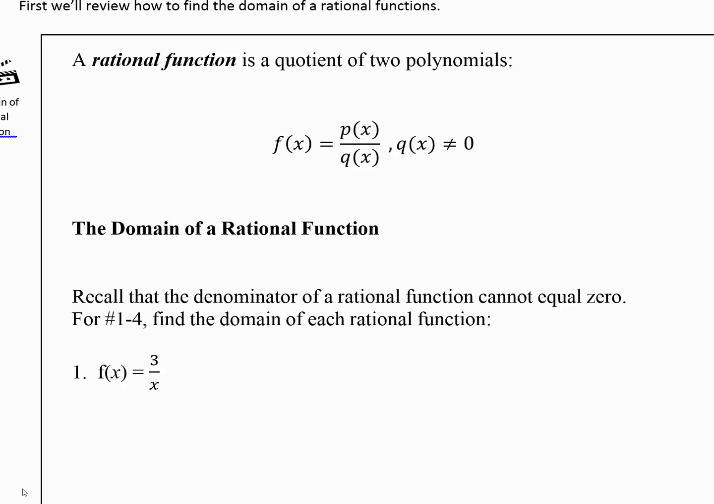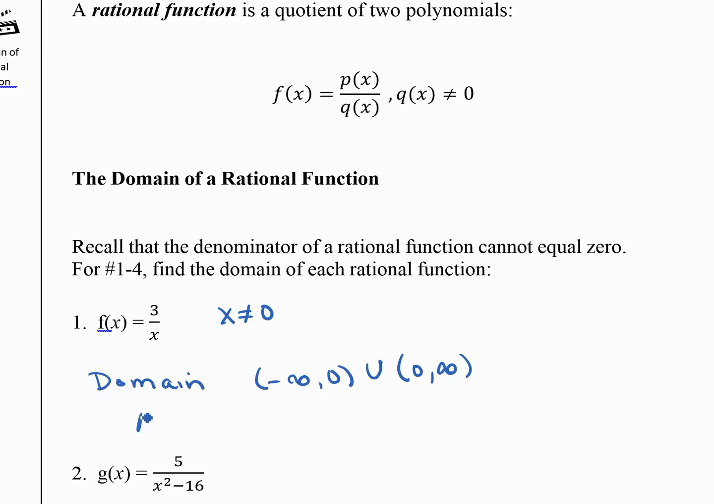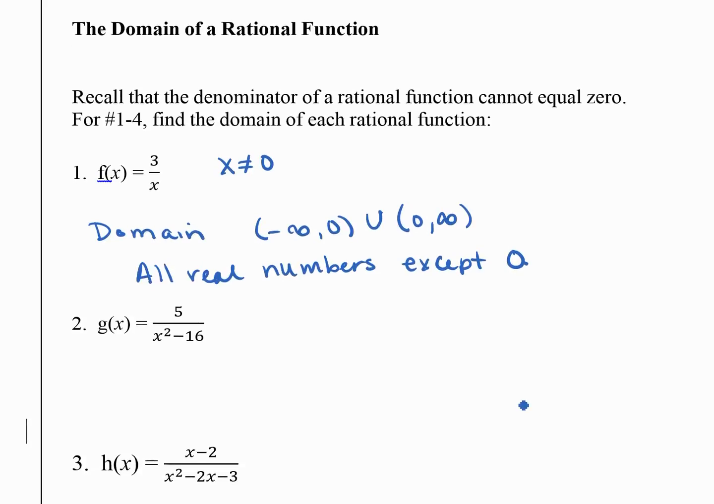Okay, so here we have f of x equals 3 over x. Well, we just can't have x be zero. So our domain would be everything except zero, which means we'd go negative infinity to zero, leave it out, and then union 0 to infinity. Okay, and that really just means the same thing as all real numbers except 0. Okay, and you don't have to worry about the numerator, the top, at all in these problems.